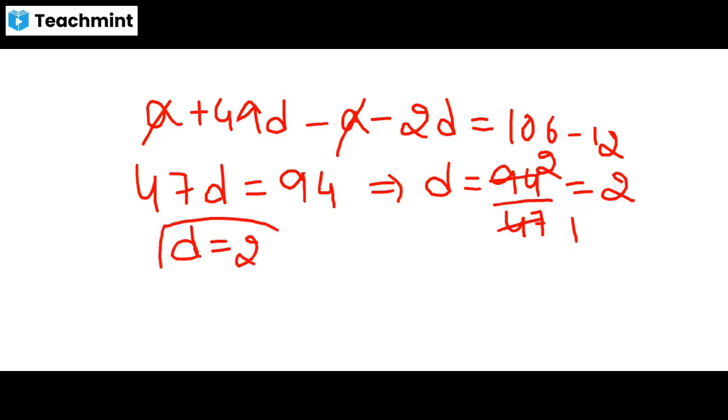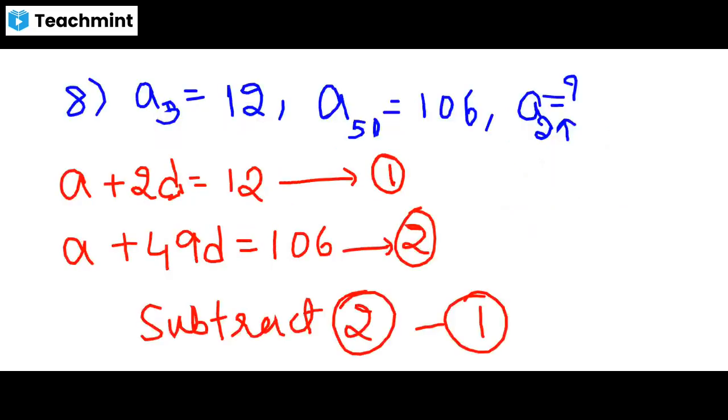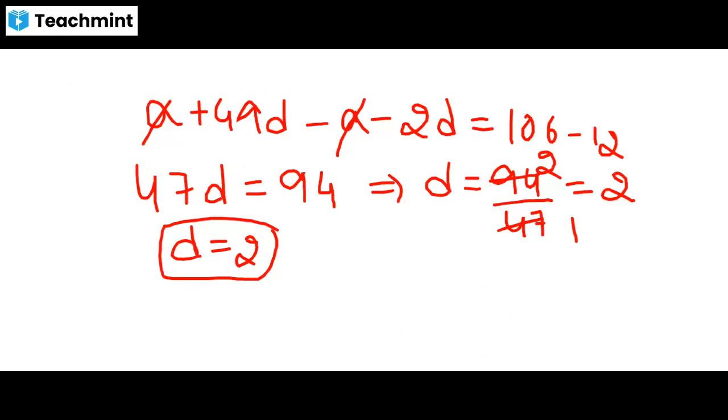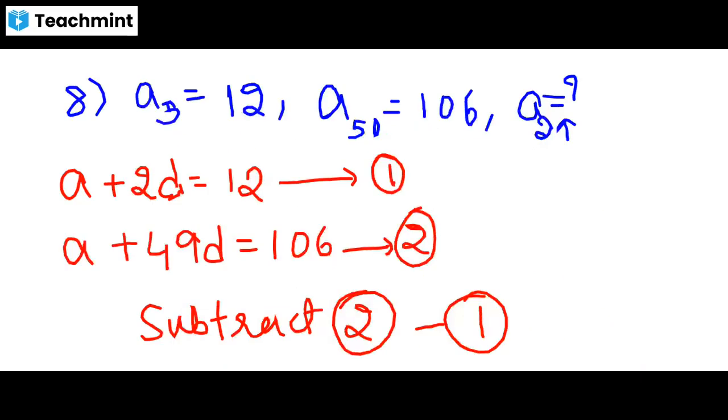Next, what should I do? Where should we substitute this? In the first equation. Whichever is the smaller one, if you take that, it will be easy for you to do the calculation. So take equation 1. What is equation 1 we have? A plus 2D is equal to 12.